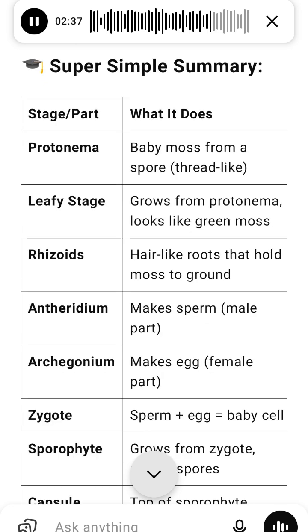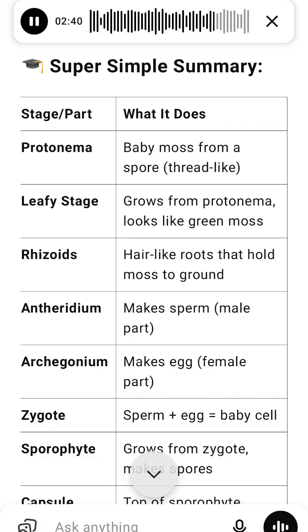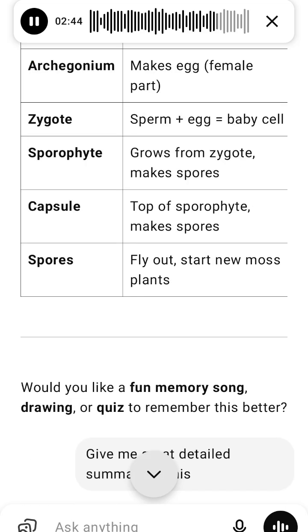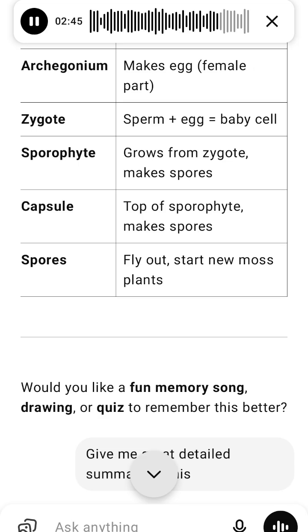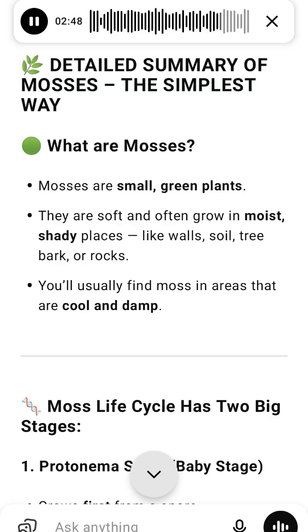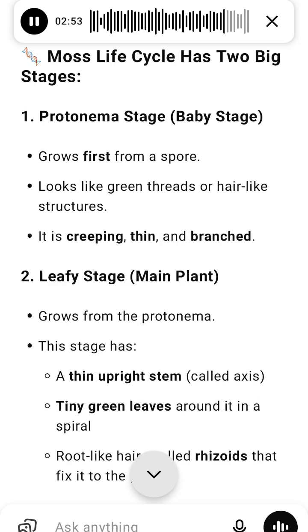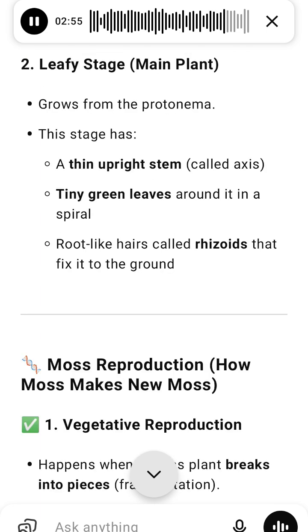Importance of mosses. 1. They grow first on rocks and help break rocks into soil. 2. They protect soil, forming green mats that stop rain from washing soil away. 3. Sphagnum moss holds water like a sponge and is used in packaging and as fuel, called peat. 4. Food for animals. Some birds and animals eat moss. Examples of mosses. Funaria, common garden moss. Sphagnum, sponge-like, holds water. Polytrichum, tall moss, seen in labs.